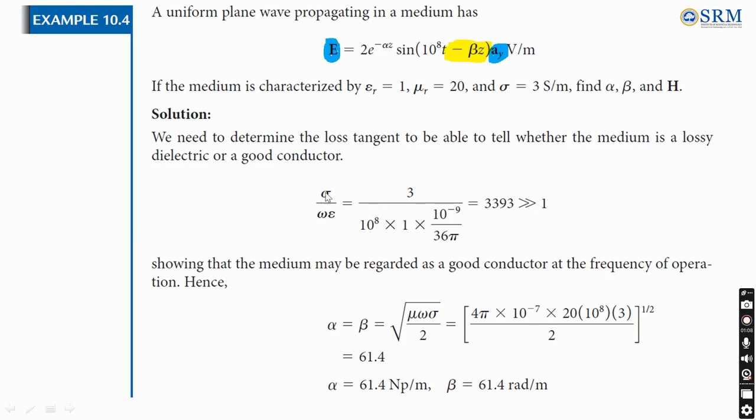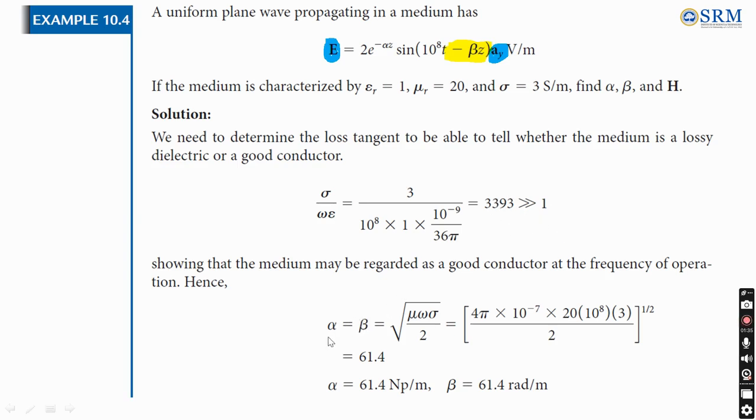So loss tangent is nothing but sigma by omega epsilon. Sigma is 3, it's given. Omega is 10 power 8. Okay, and epsilon is epsilon naught into epsilon r. So epsilon r is 1. Epsilon naught, we know, is 8.854 into 10 power minus 12. So we can see it is very, very large compared to 1. So it is a good conductor.